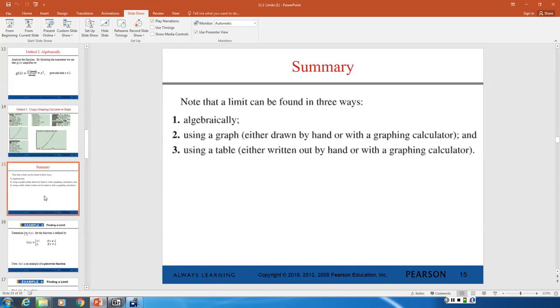So in summary, you can actually find a limit 3 ways. First way is algebraically, which means you're going to need to factor or something like that. Second way is using a graph. Either draw it by hand, which I know you're not into. Most people aren't anymore. Or by using a graphing calculator to draw the graph. Or the best way for most of us is using a table. And the calculator makes it easy to build that table.